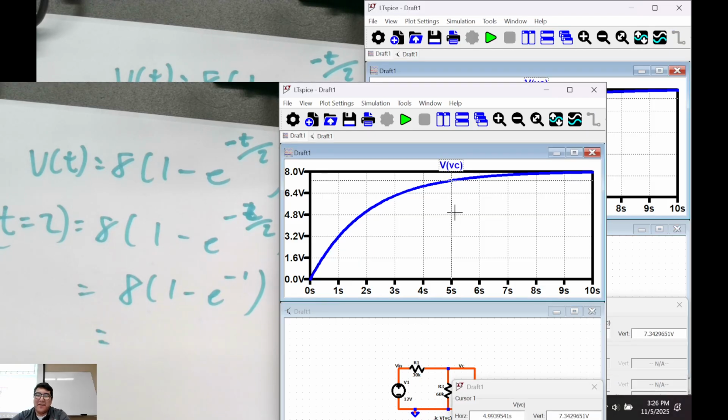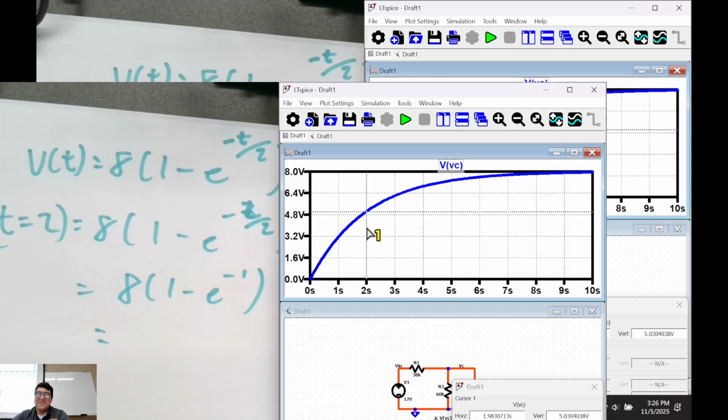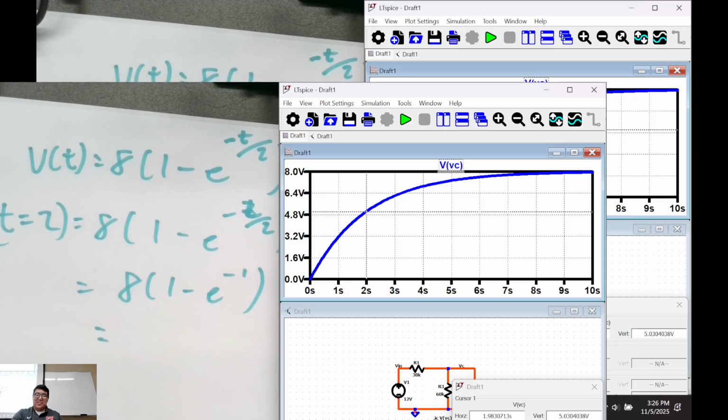So we should be seeing 5.05 at 2 seconds. What do we get? Oh yeah, let's go. You guys feeling good? And better yet, let me show you the cheat sheet.